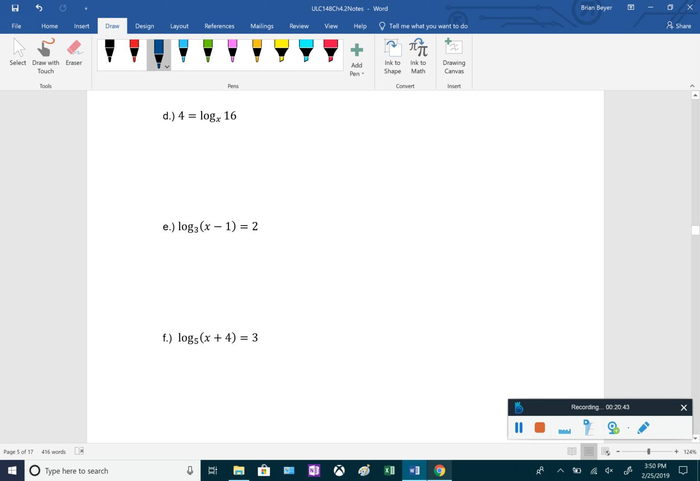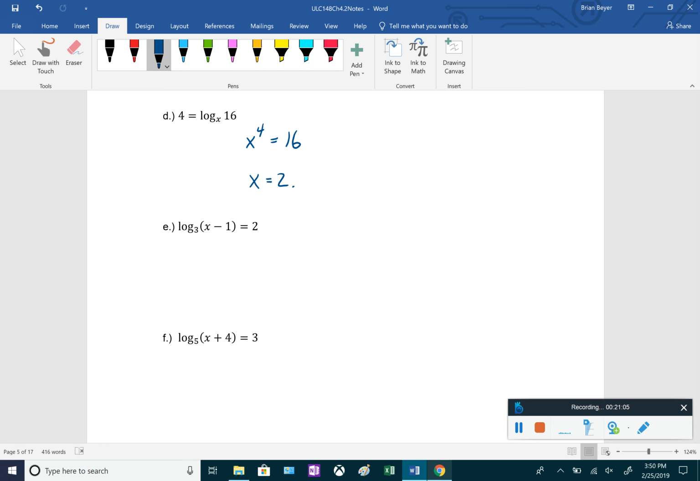And next one, 4 equals log base x of 16. So it's going to be x to the fourth equals 16 in exponential form. So we have to think what raised up to the fourth power is going to give us 16. So it has to be 2. 2 to the fourth equals 16.